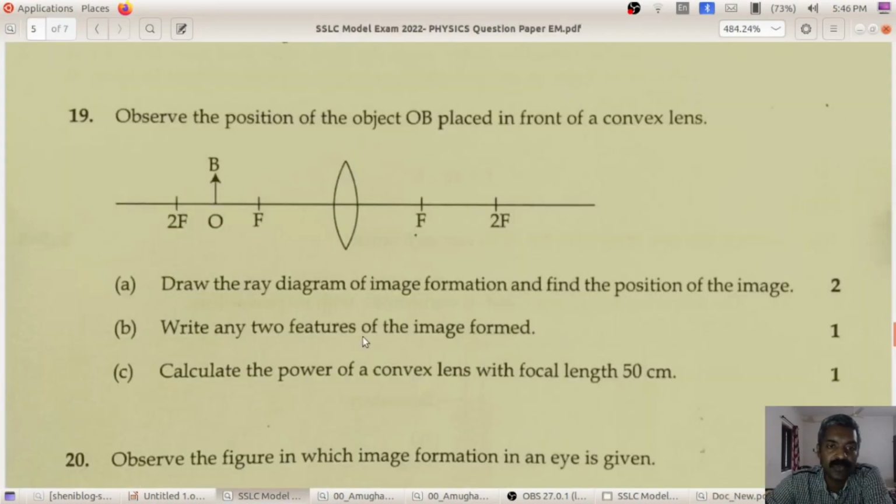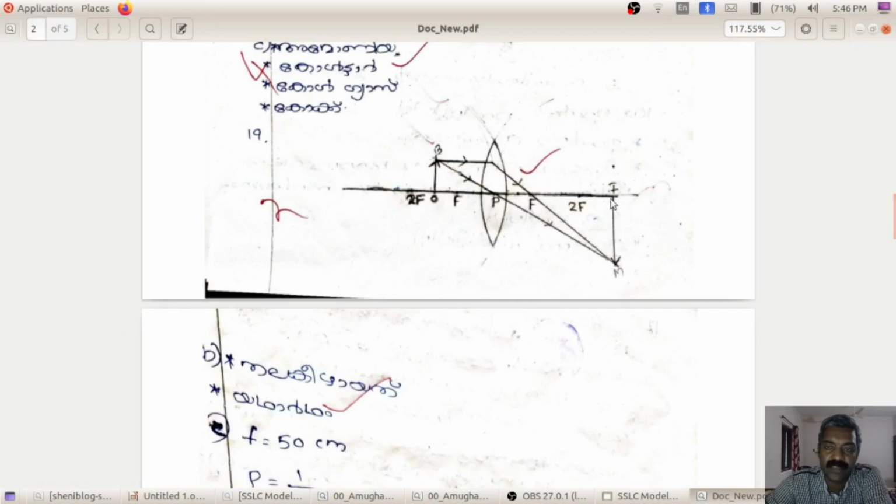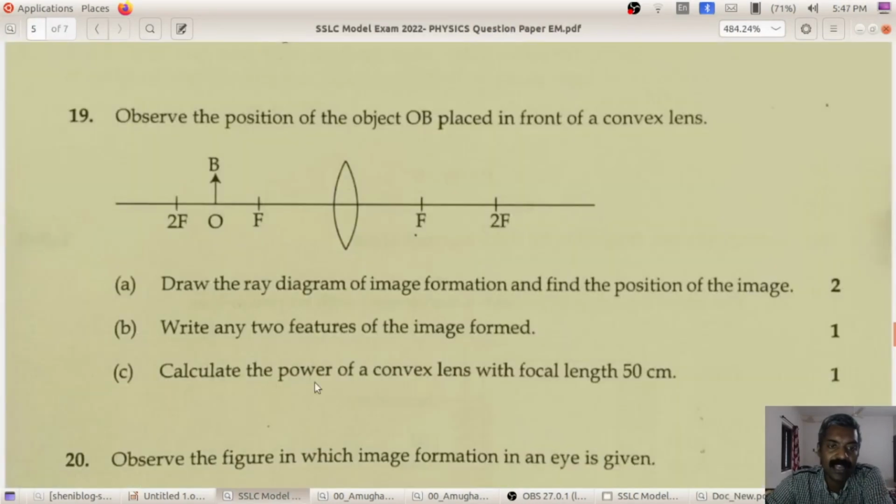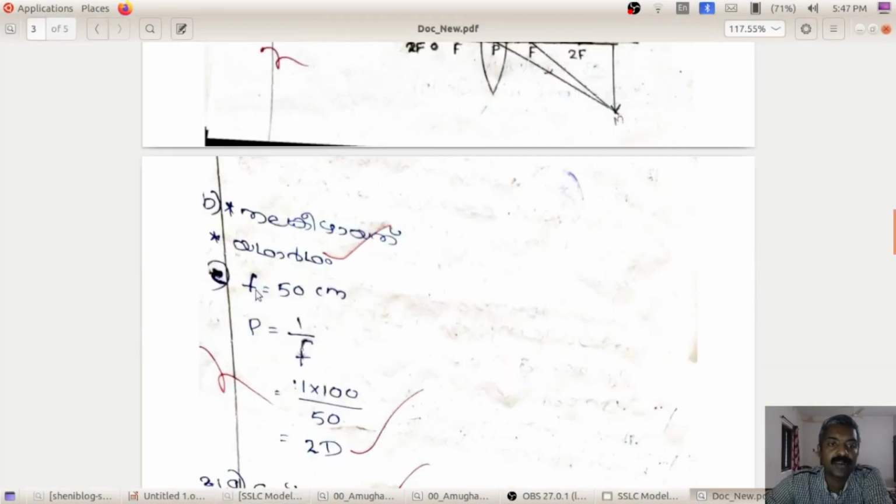Write any two features of the image formed. The image is inverted, real and magnified. Calculate the power of a convex lens with the focal length 50 cm. The focal length is equal to 50 cm.